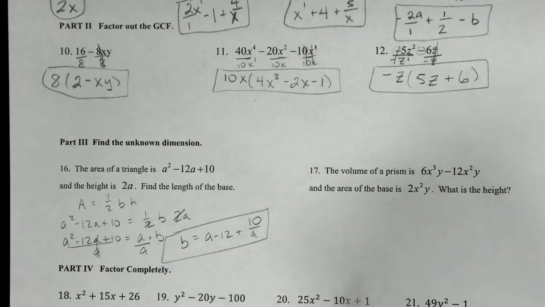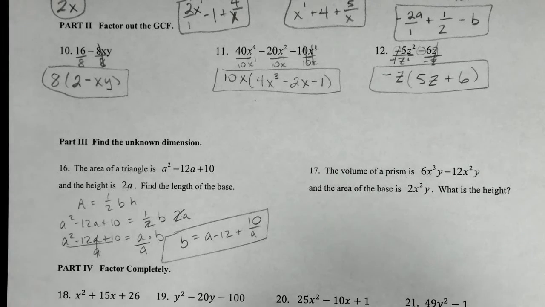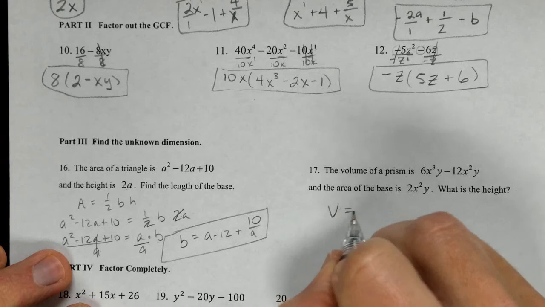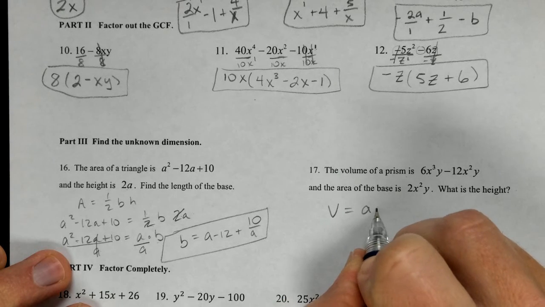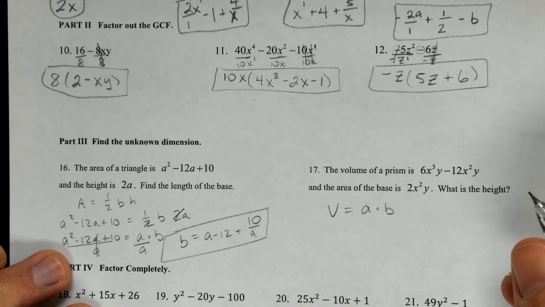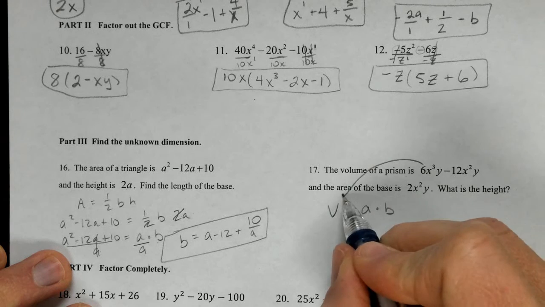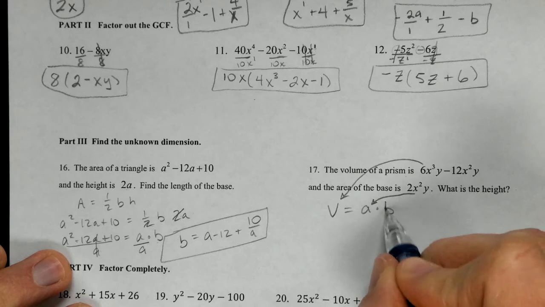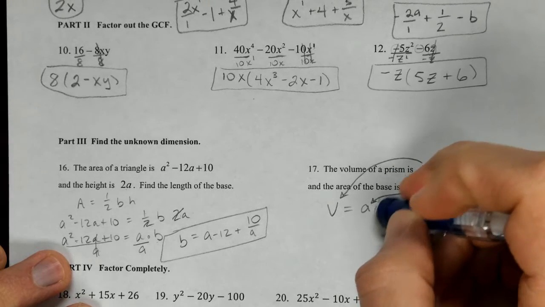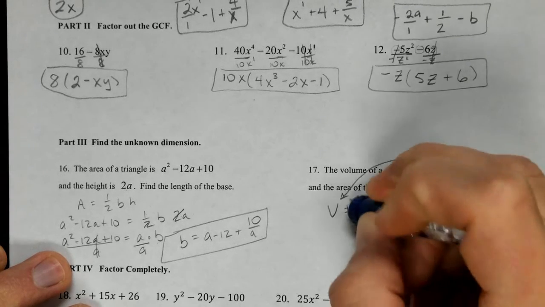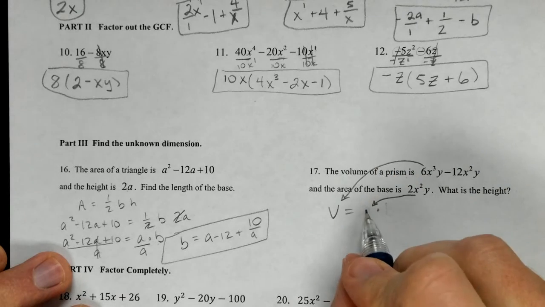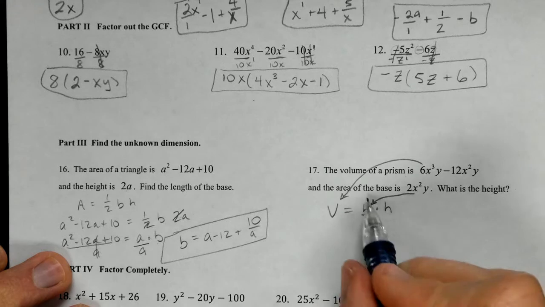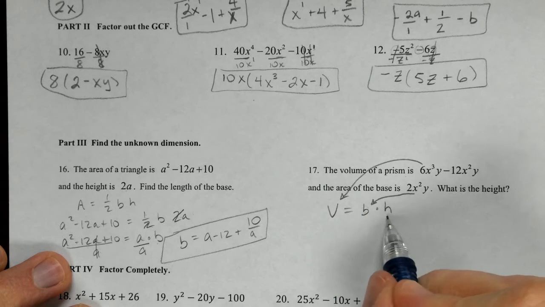Alright, it says the volume of a prism is 6x cubed y minus 12x squared y. So volume equals the area of the base times the height. Well, we know the volume, plug it in. We know the area of the base, plug it in. Sorry, that should say times the height. So b times h. Area of the base is 2x squared y. Plug it in. Look for h.